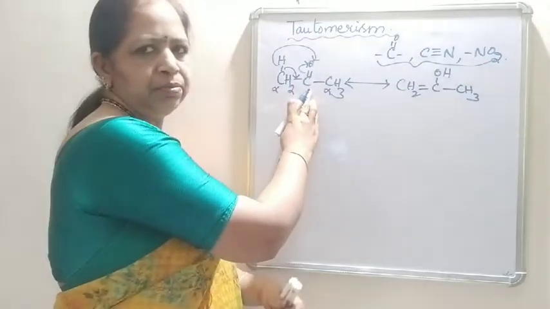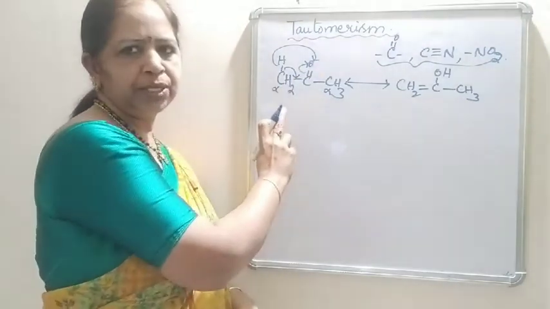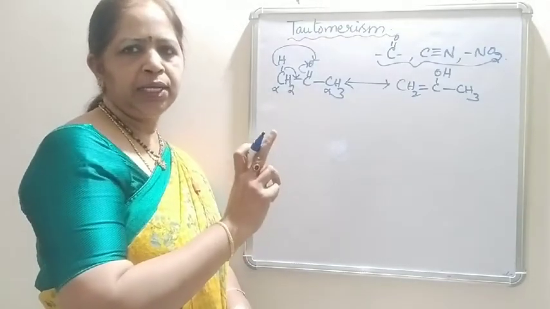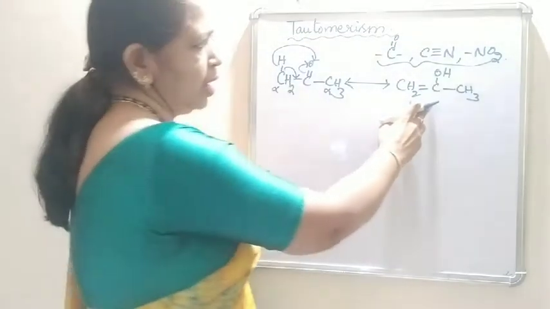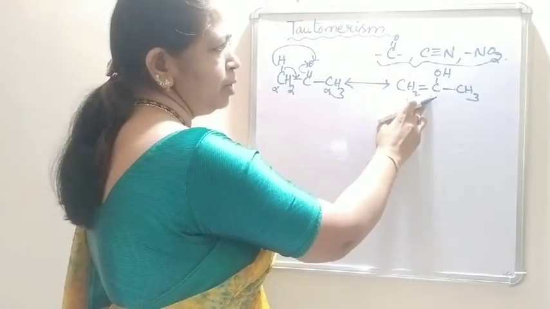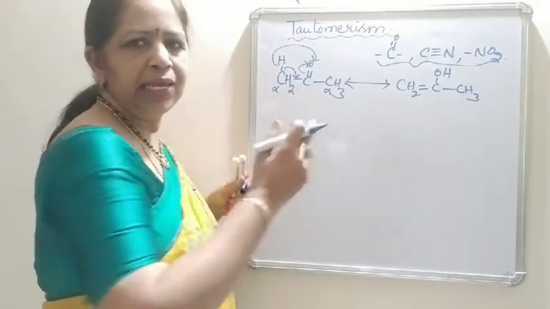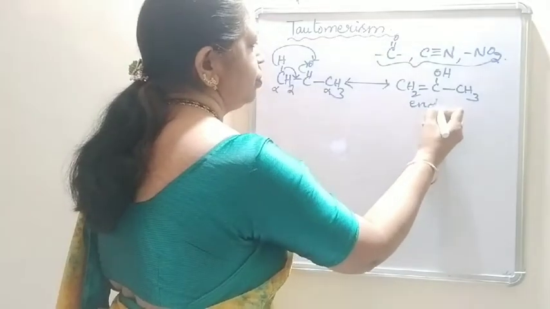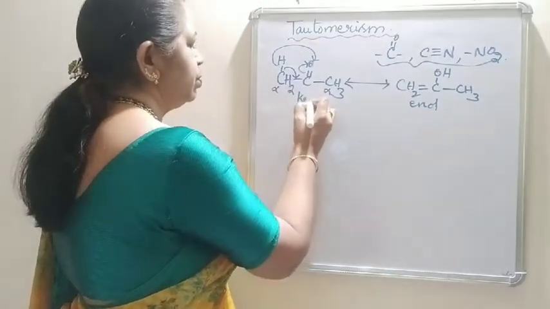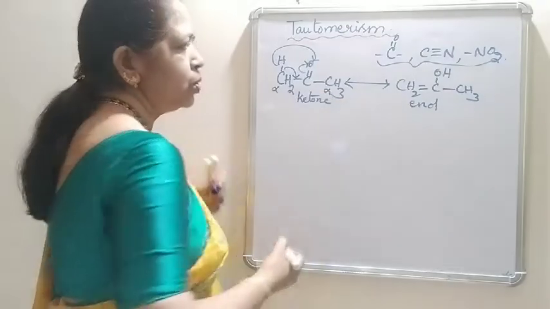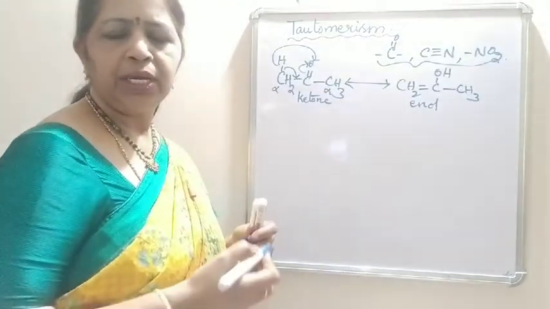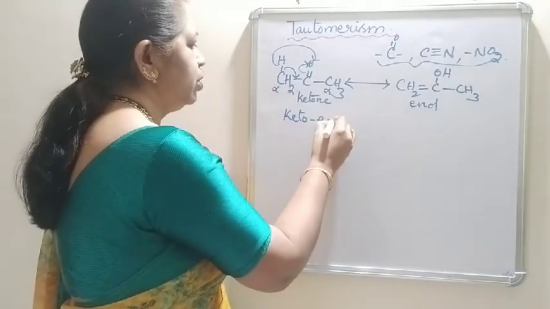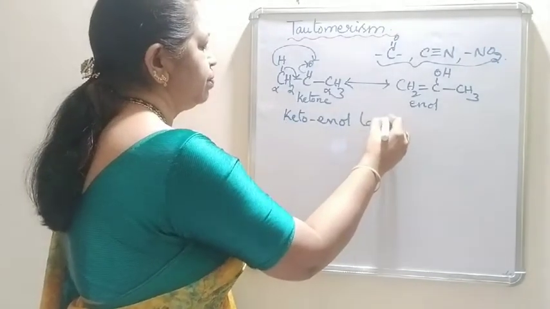It is a keto form where C double bond O is present. The C double bond O bond is also known as a keto bond or carbonyl bond. And the other isomer has a double bond and an OH group. Ene and ol, that's why it is called enol. This is called keto, it is a ketone. So this kind of tautomerism is known as keto-enol tautomerism.